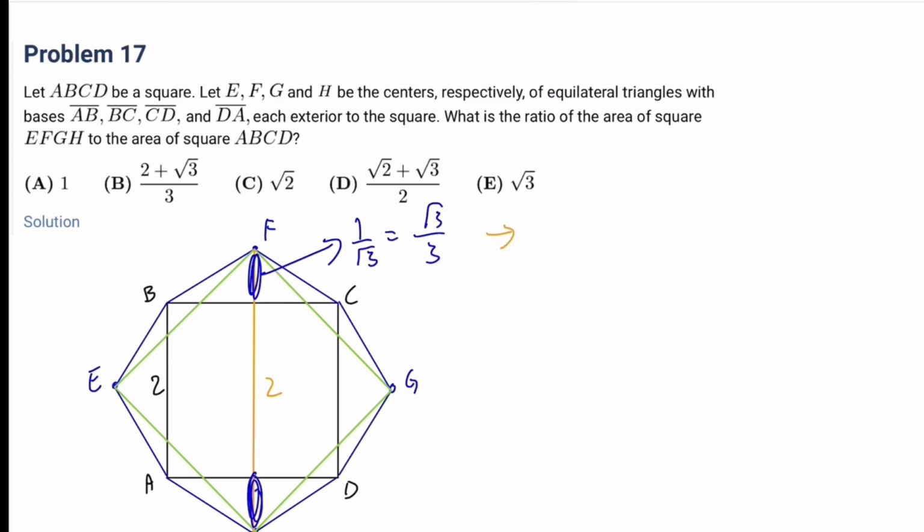And so this is going to give us that FH is equal to 2 plus 2 root 3 over 3, which is 6 plus 2 root 3 over 3.